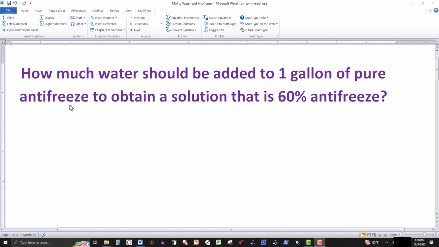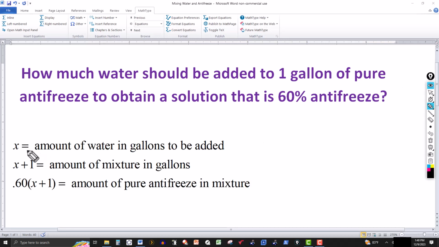So you pick your variable. You want to know how much water should be added to this gallon of pure antifreeze to get a solution or mixture that's 60% antifreeze. So you pick a variable, x, y, doesn't matter, and let that equal the amount of water in gallons that you'll need. And your setup could look something like this. So I let x equal the amount of water, this is in gallons, to be added. So we wind up with the 60% antifreeze.